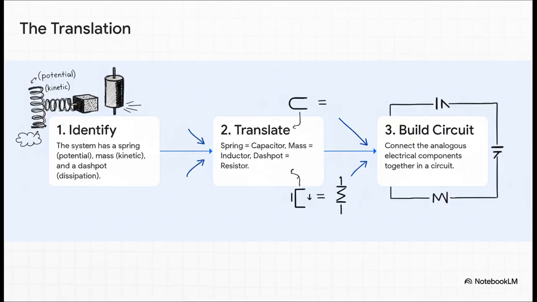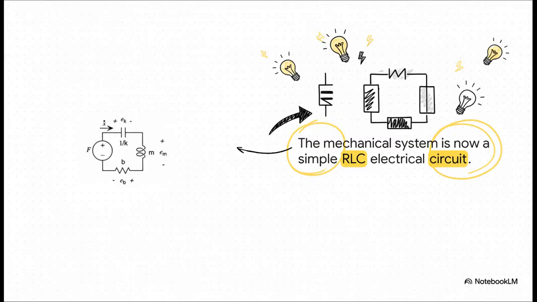First, we identify our parts: spring, mass, dashpot. Easy enough. Second, we look for their electrical twins using our Rosetta Stone. So what's each one's job? Well, the spring stores potential energy, just like a capacitor. The mass stores kinetic energy, the energy of motion, just like an inductor. And that dashpot? It just gets rid of energy through friction, which is exactly what a resistor does. And boom, there it is. That messy, mechanical spring-mass-dashpot system, it translates perfectly into a simple series RLC circuit, a resistor, an inductor, and a capacitor. This is that aha moment.